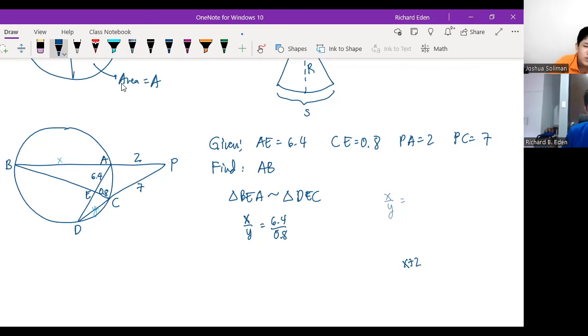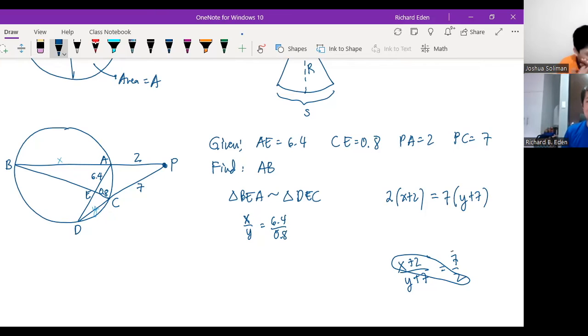Oh wait, what am I doing wrong? 7 over 2 is equal to X plus 2 over Y plus 7. Yes. So in fact, could we have arrived at the following equivalent statement right from the get-go? From point P, the power of P with respect to the circle is 2 times X plus 2. That's this product. But the power of P with respect to the same circle using the secant PD is 7 multiplied by Y plus 7. I did not connect it to the power, since there was no tangent line. So remember, it's not anchored only on the tangent. We can also use just the secants.